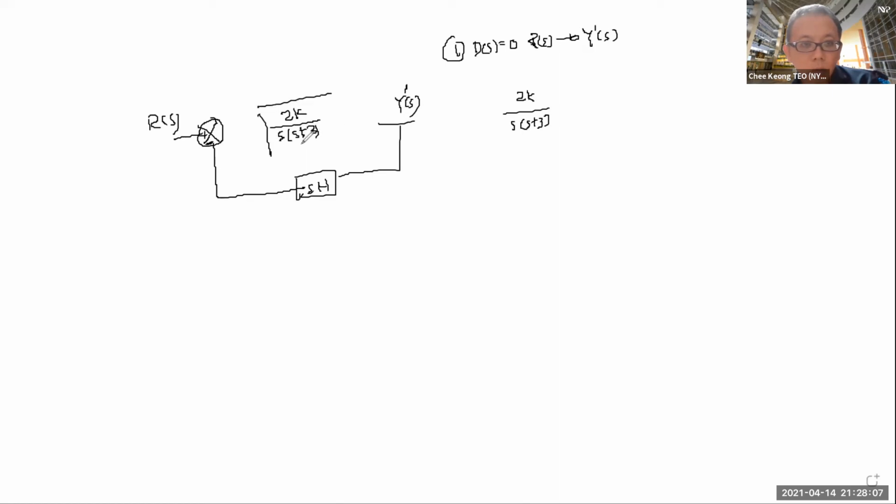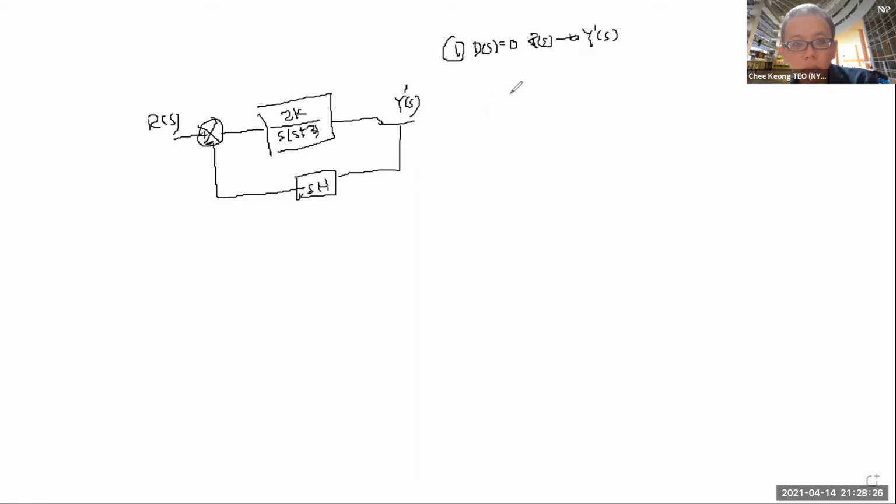Right, so this is your new block now. Again, this is a negative feedback. This is your G, and this is your H. Now you can basically do a rule 7 simplification: G over 1 plus GH.